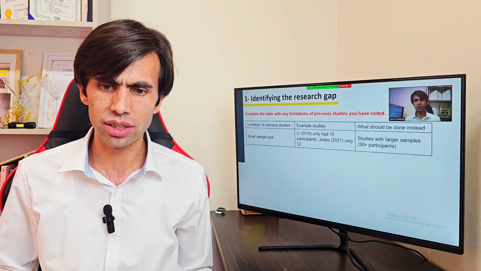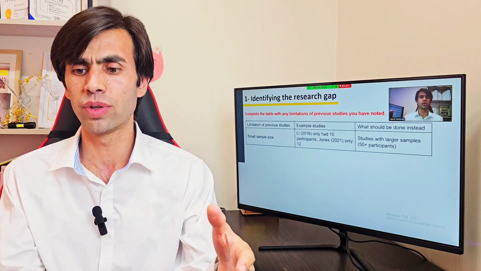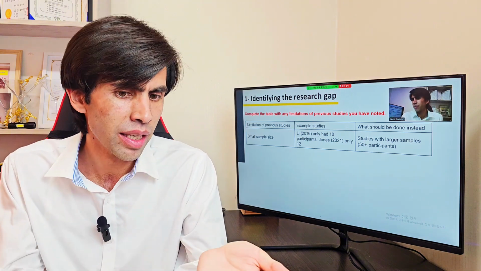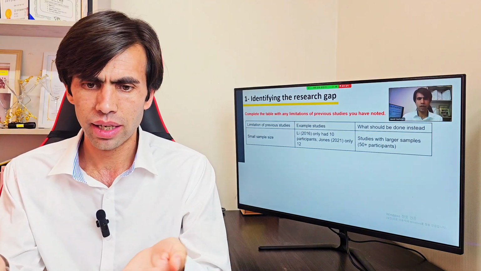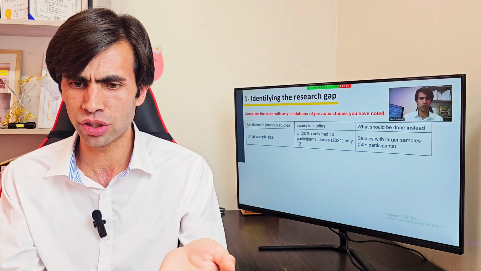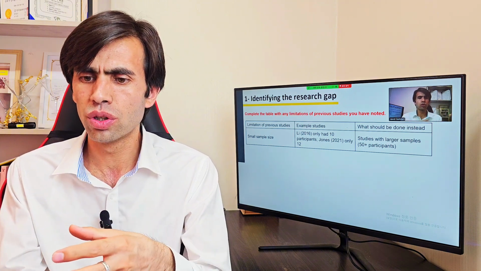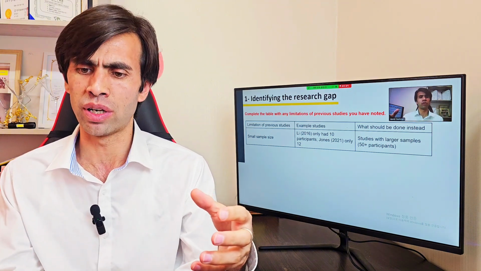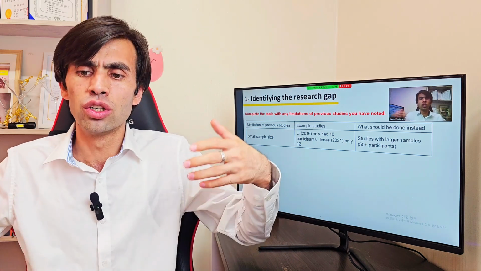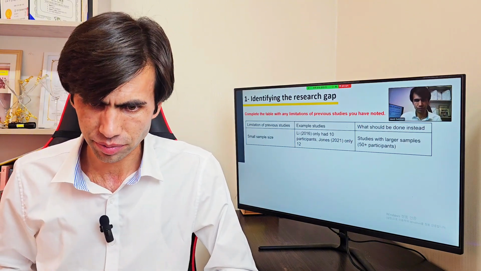And second, you are going to create some kind of table so that we can identify the research gap. For example, the limitation of previous studies is a small sample size. Suppose Lee 2016 only used 10 participants, and Jones 2021 only used 12 participants. But you are going to use a larger sample, for example 50 or more. It can help you to do your research with a larger sample of observations.